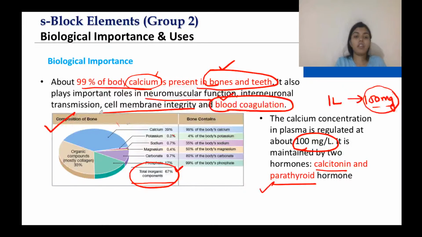Now next, this you need not learn, only you can learn the biological importance of calcium in our body. First, what comes into our mind is that bones and teeth are made up of calcium. Second one is blood coagulation. Third one, the two hormones which maintain the required concentration of calcium in our plasma are calcitonin and parathyroid.